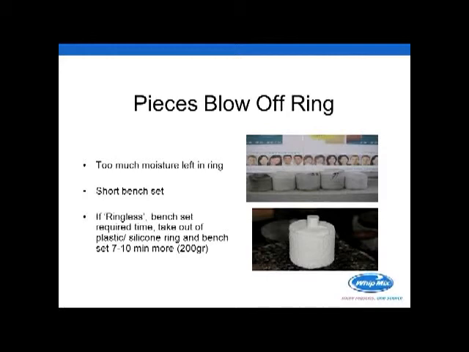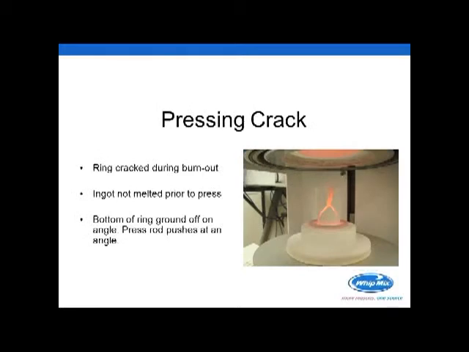Pressing cracks. Generally speaking, folks, these cracks occurred during burnout. They were magnified during the pressing. There's a couple of reasons for this. First of all, you've got little internal cracks similar to a fin, and now perhaps your ingot wasn't melted quite yet, and you start pressing thick, heavy glass, and it breaks it apart. Sometimes this can also happen, with those cracks or even without them, if the bottom of the ring has been ground off at an angle. Your press rods, regardless of the company, are coming straight down, so that has the press rod push at an angle and fracture rings. But the biggest cause is rings cracking during burnout. So let's go back to the way that we're placing our patterns, the rate of climb in our ovens, and making sure that we're bench setting a proper amount of time.